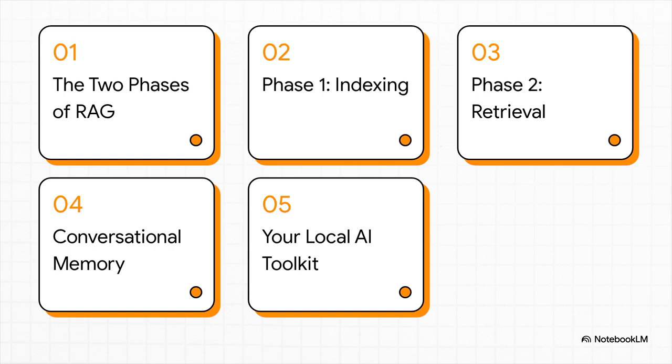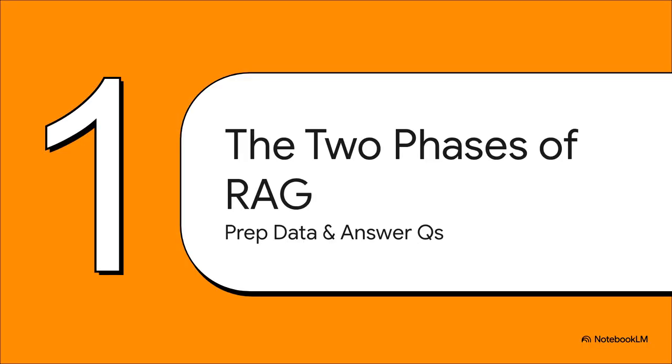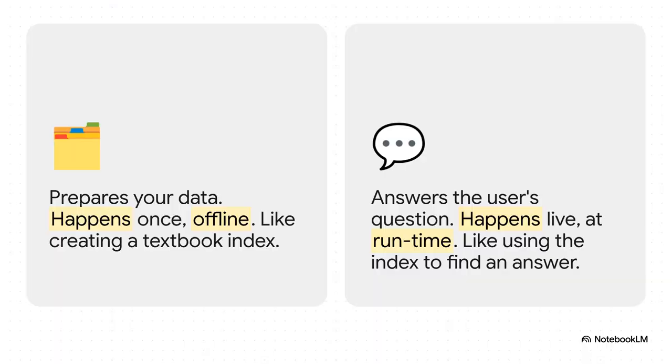Okay, so from a bird's eye view, every single RAG application is split into two main parts. First, there's an offline phase where we get our data ready, and second, there's the live, real-time phase where the AI actually uses that data to figure out answers. And this slide lays it out perfectly.